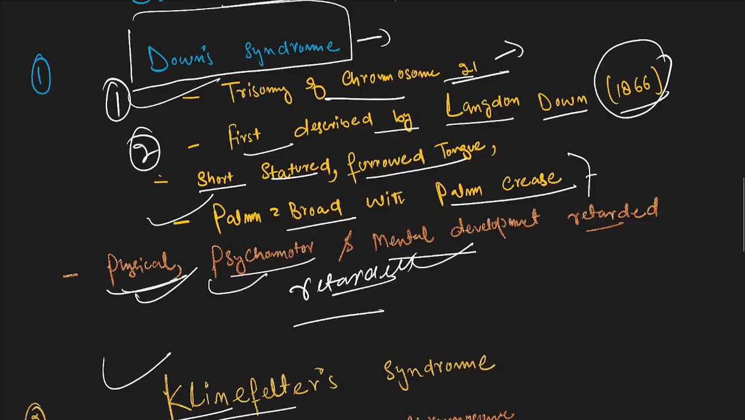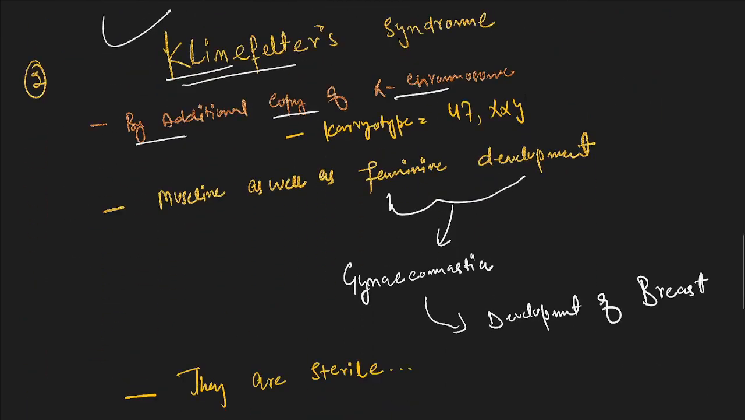Let me tell you, Down syndrome can happen in both male as well as female. It can happen in both males as well as females. Now, we were talking about Klinefelter syndrome.